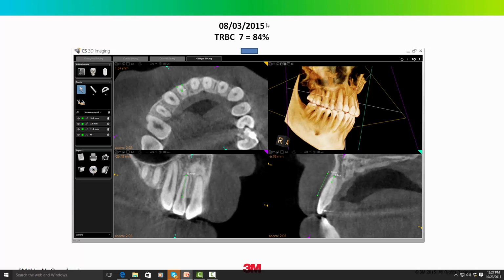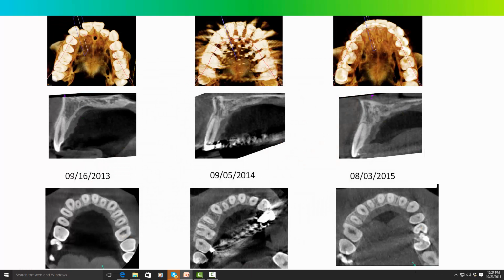Now that upper right lateral incisor still has about 84% total root bone coverage. It started with a 92%, so that's not too bad. And here are the images from start to finish. And pretty much what you would expect to happen happened.